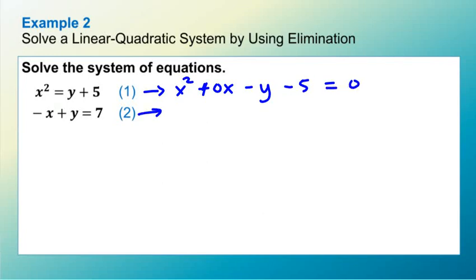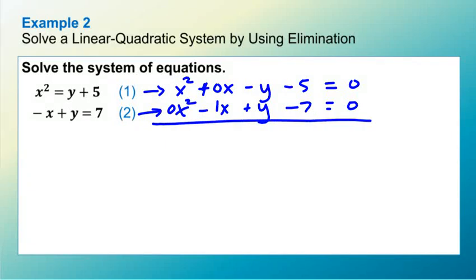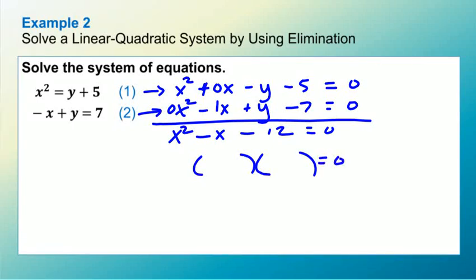This one is going to be, I don't have any x squares, but I have a minus 1x, and I have a plus y, and then it's going to be a minus 7 equaling 0. I don't have any x squared, so I'm just going to put a 0x squared there. So if I add straight down, I have x squared minus x minus 12 equaling 0. My y's cancel out. So now I just factor.